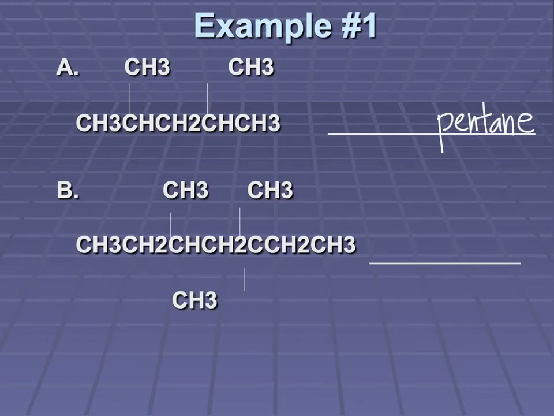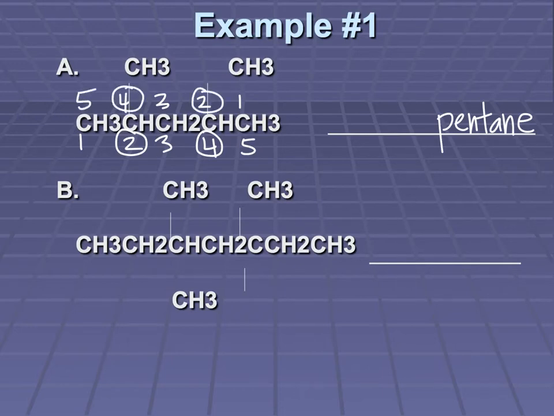All right, now let's figure out which way to count it. We can go this way, 2, 3, 4, 5. So that means the branch would come off of number 2 and number 4. Or we can count it in the other direction. 1, 2, 3, 4, 5. Notice here the branches are still coming off of 2 and 4, because this one is symmetrical. So since there are 2 branches, we write down both numbers separated by a comma. So it looks like this, 2, 4. Okay, then put a dash.